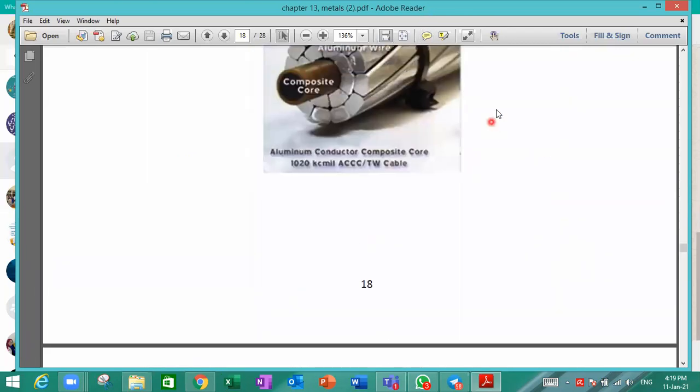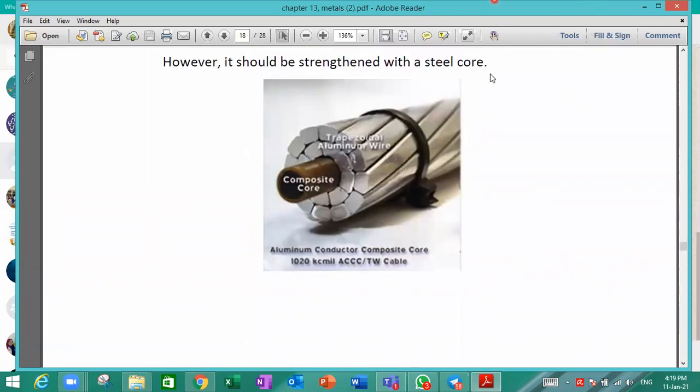Do you have any question concerning the extraction of aluminium?